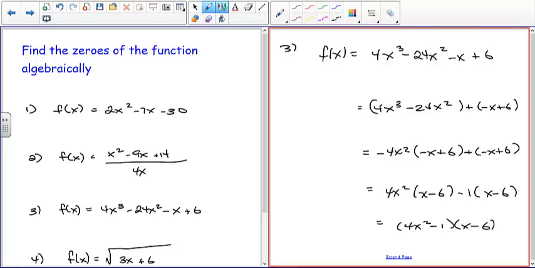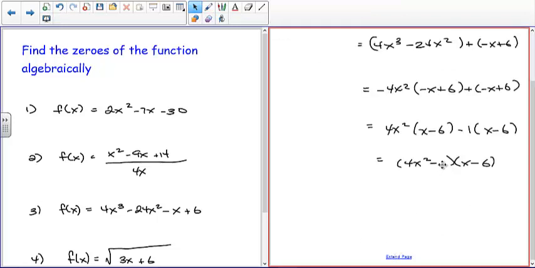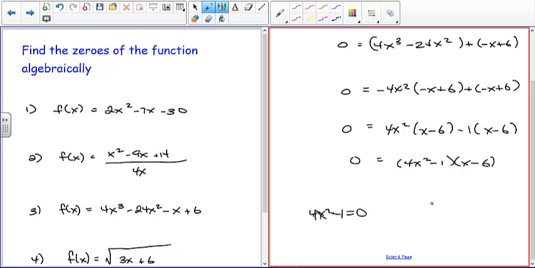Now, again, to have the result be 0, that's what we're trying to do here: the values of x where this thing goes to 0. 4x squared minus 1 has to equal 0, or x minus 6 equals 0. Well, this one, x minus 6 equals 0, is pretty easy. We've done that before. x equals 6.